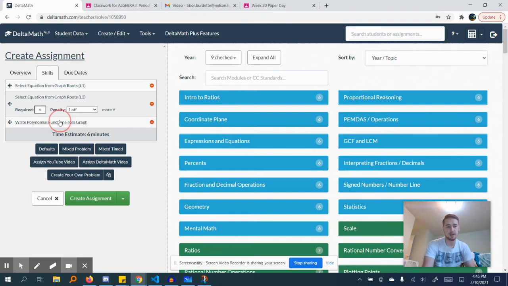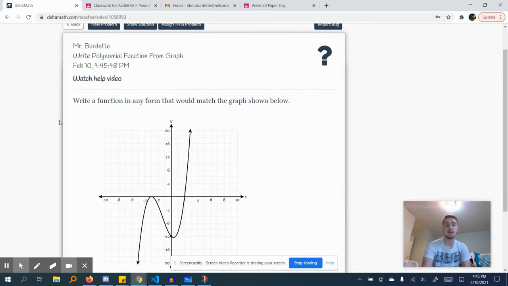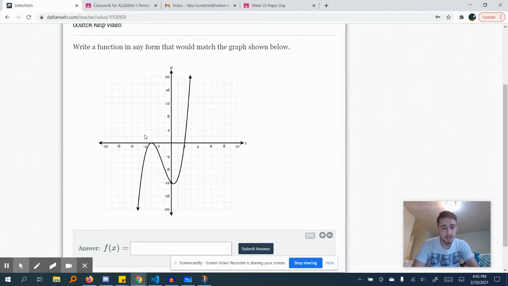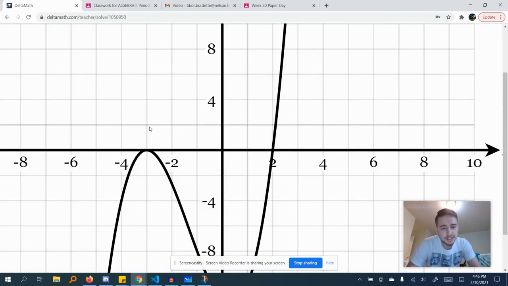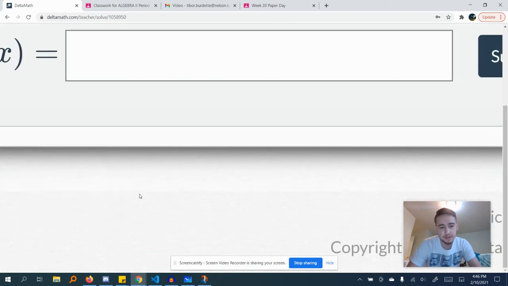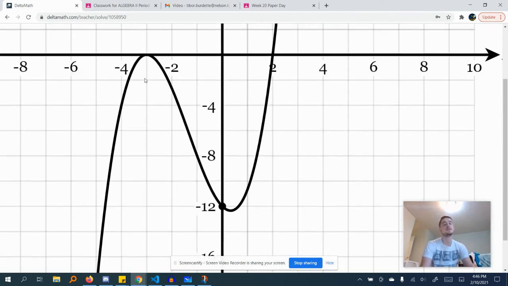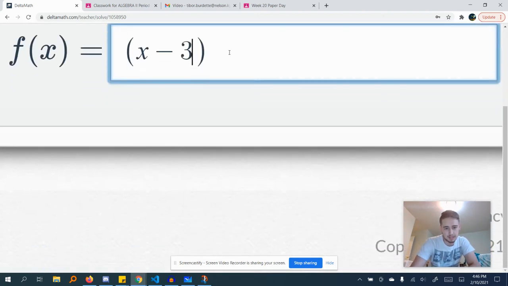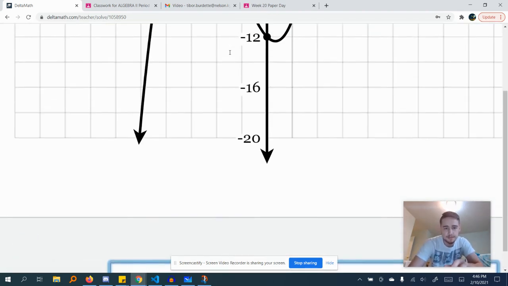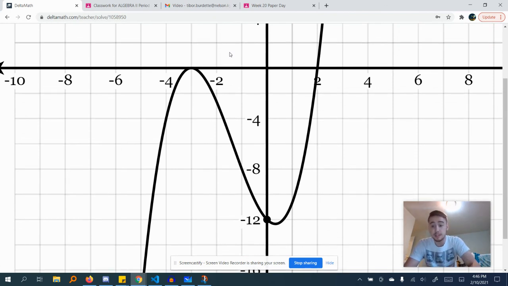Let's move forward and do write the polynomial function from graph. So here, write a function in any form that would match the graph shown below. Now we're going to have to write this. So we know that this has a root at x equals -3. So we need an x minus 3 somehow or other. Good. But does it cross or bounce? Well, y'all are Dora the Explorer figuring these things out. I'm going to just tell you it bounces. So that's going to have to happen an even number of times. I'm just going to call it 2 for now. We'll see if we need to adjust.